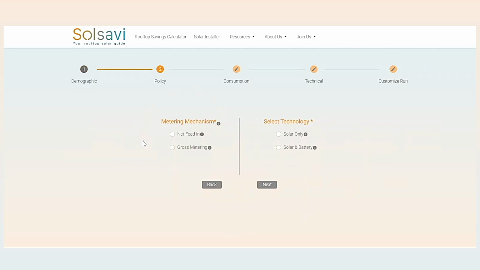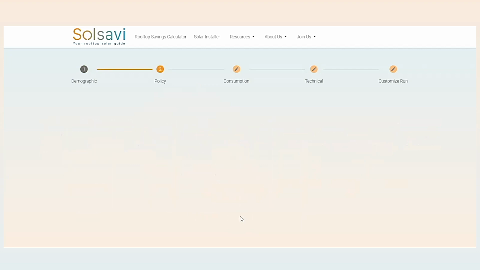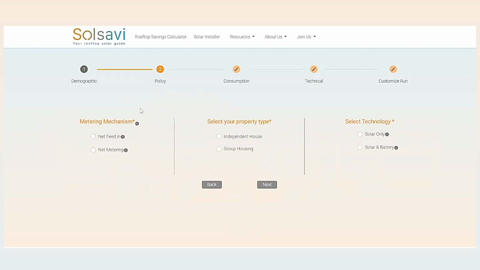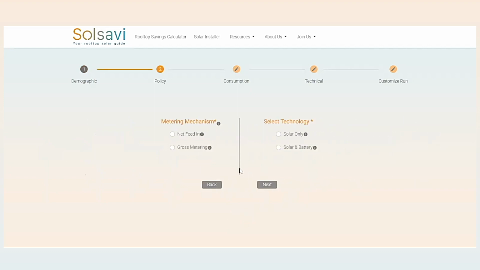You can see that as we have selected the commercial consumer under the high tension category, these two metering mechanisms are applicable. If I had selected domestic, then I would get a net metering mechanism available here. I can go back, select domestic, LT, proceed further, and then you can see that we have got an additional metering mechanism here. So we have tried to incorporate policy details as well as other relevant information that can make your choice a little easier to establish and to select.